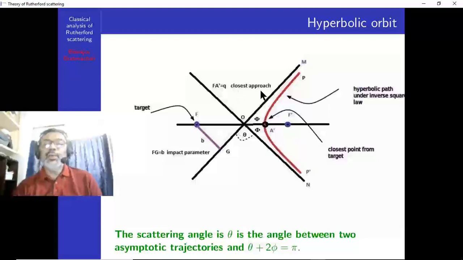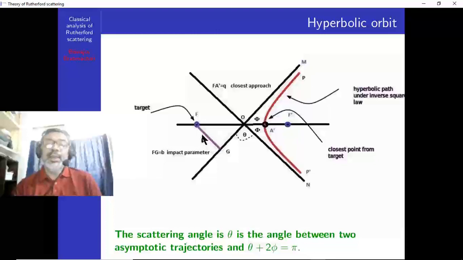Now let us define the closest approach, q. Closest approach is FA dash, and you can break it into OF plus OA dash, and OA dash equal to OF multiplied by cos phi. Then we can sum it, OF plus OA dash equal to OF multiplied by 1 plus cos phi. So that is a relation that we will use in the derivation of Rutherford scattering formula. So one relation is that q equal to OF multiplied by 1 plus cos phi.